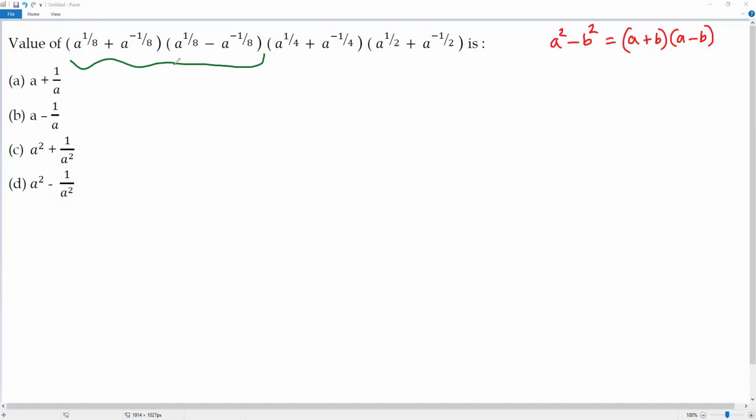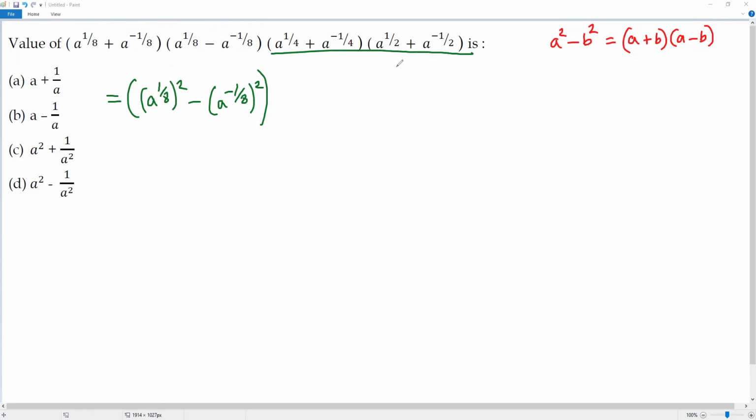Okay, now let me consider the product of two binomials we have over here. It is in the form of a positive b times a negative b. At the place of a, we have a to the power of 1 over 8. At the place of b, we have a to the power of negative 1 over 8. Since the product of these two binomials is exactly in this form, this product can be written as a difference of two squares, like a square negative b square. Let me write it. Here for a square, I have to take the square of this one, that is a to the power of 1 over 8, the whole square. Negative, for b square, I have to take the square of this one. Then I'm getting a to the power of negative 1 over 8, the whole square.